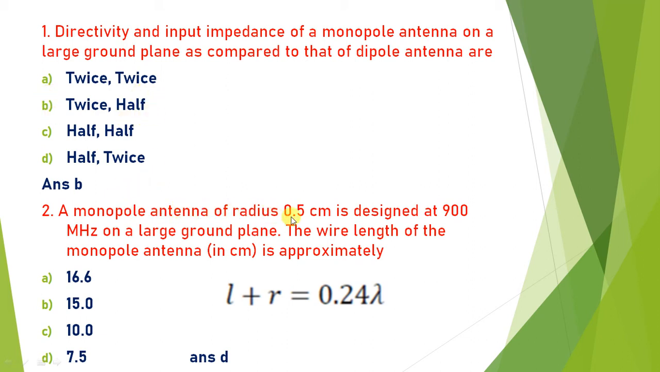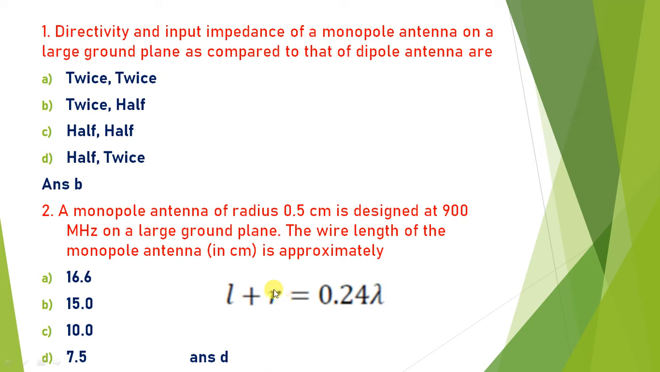Monopole antenna of radius 0.5 centimeter. So radius is given, small r. Frequency is given, 900 megahertz. We have to find out the wire length in centimeter. For a monopole antenna, the design equation is length plus radius equal to 0.24 lambda. That is half that of the dipole antenna, where the length is 2L, the radius is 2R or diameter, and it is 0.48 lambda. So this is the equation of the monopole antenna, in which we have to find the value of length.